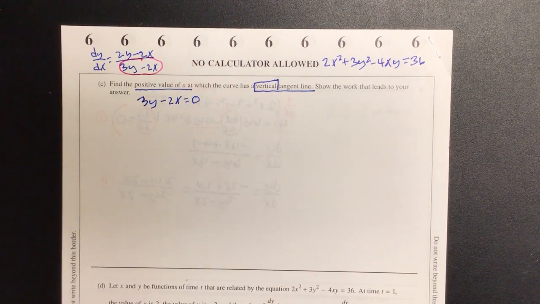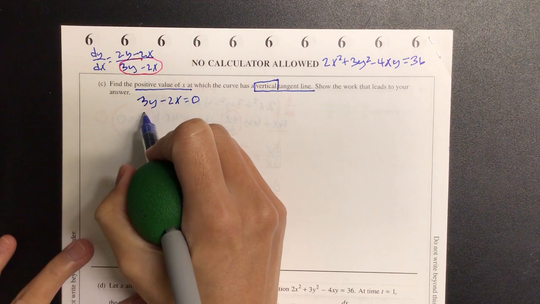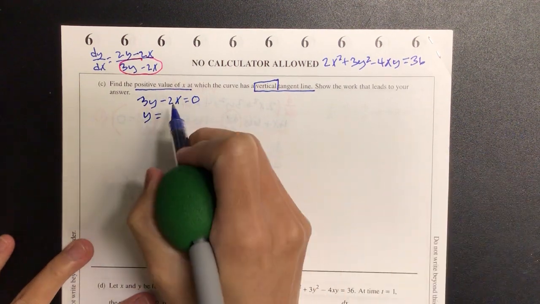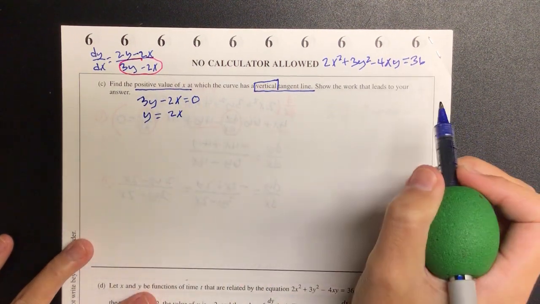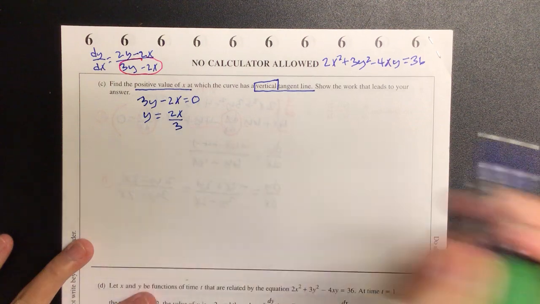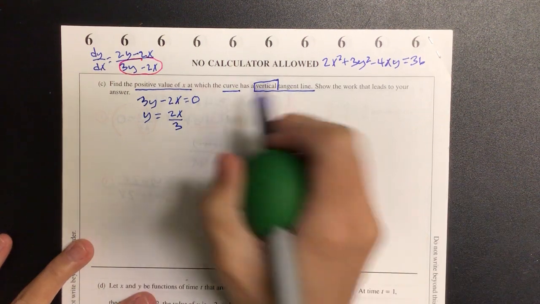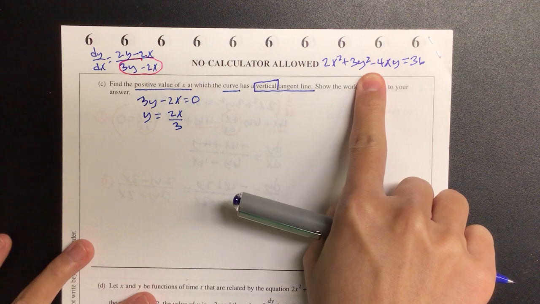Now for cases like this, you can solve for x, solve for y. It really doesn't matter. But I want to avoid negative numbers. So I want to solve for y. So I'm going to move 2x over, positive 2x, and divide it by 3. And it wants it on the curve. And the curve is the original equation given on part A.